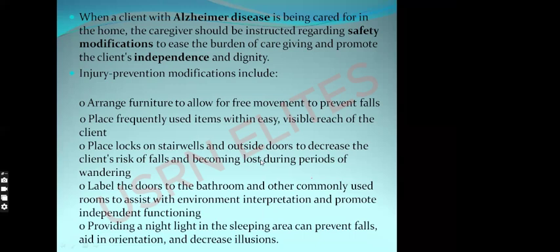Also note that Alzheimer's disease is likely to affect more women. When it comes to sex, it's likely to affect more women than men. So let us take notes.